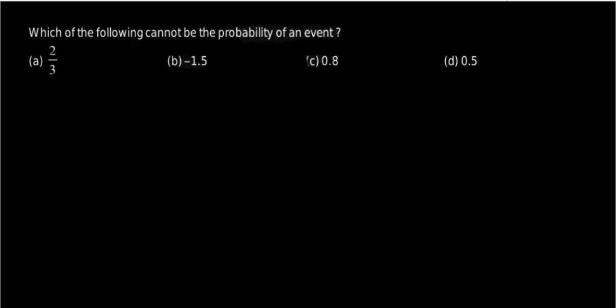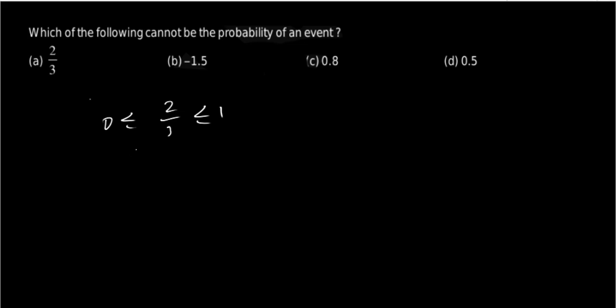Next question. Which of the following cannot be the probability of an event? The probability of an event should come in between 0 and 1. If we take a proper fraction, definitely it will come in between 0 and 1. So, 0 less than or equal to 2 by 3 less than or equal to 1. All proper fractions will come in between 0 and 1. So, definitely this is possible.